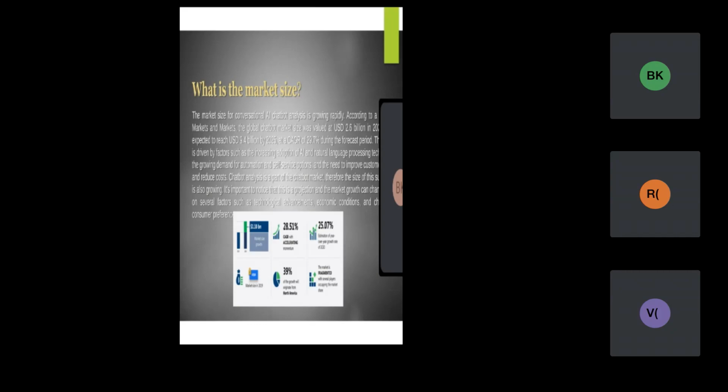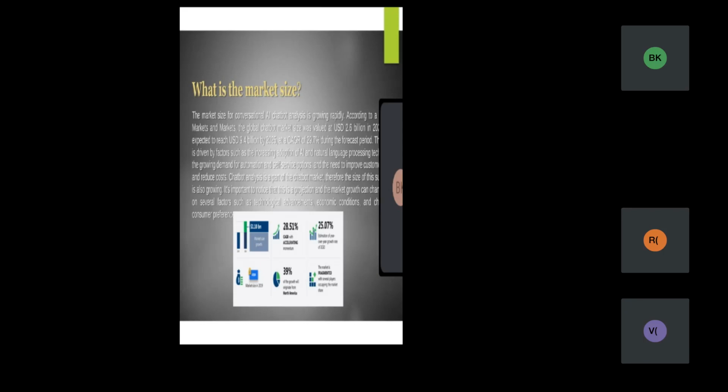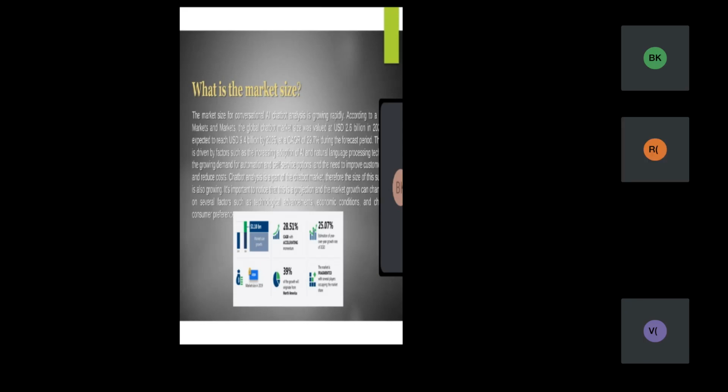This growth is driven by factors such as increasing adoption of AI and natural language processing technologies, the growing demand for automation and self-service options, and the need to improve customer service and reduce cost. Chatbot analysis is a part of chatbot marketing, therefore the size of this sub-market is also growing. It's important to note that this is a projection, and the market growth can change based on several factors such as technical advancements, economic conditions, and changes in consumer preferences.